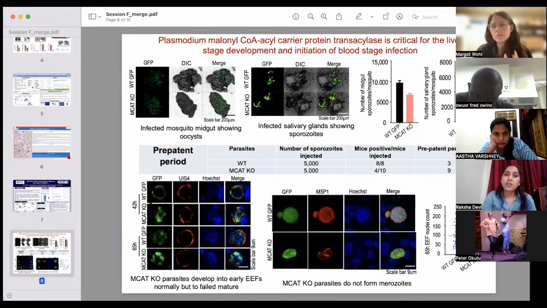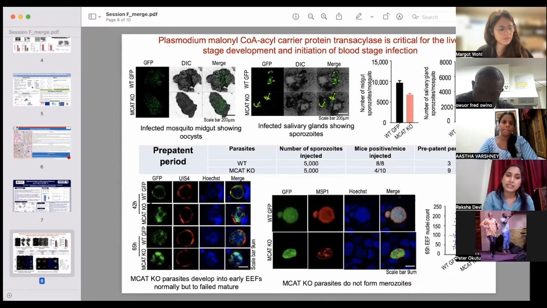Then, in order to know the infectivity of these knockout sporozoites, we performed an in vivo experiment where we checked the prepatent period of these knockout parasites. The result shows that this knockout parasite shows a delayed prepatency period in comparison to the wild type parasites. This could possibly be due either to the reduced infectivity of these knockout sporozoites, or to sporozoites that failed to develop into mature merozoites.